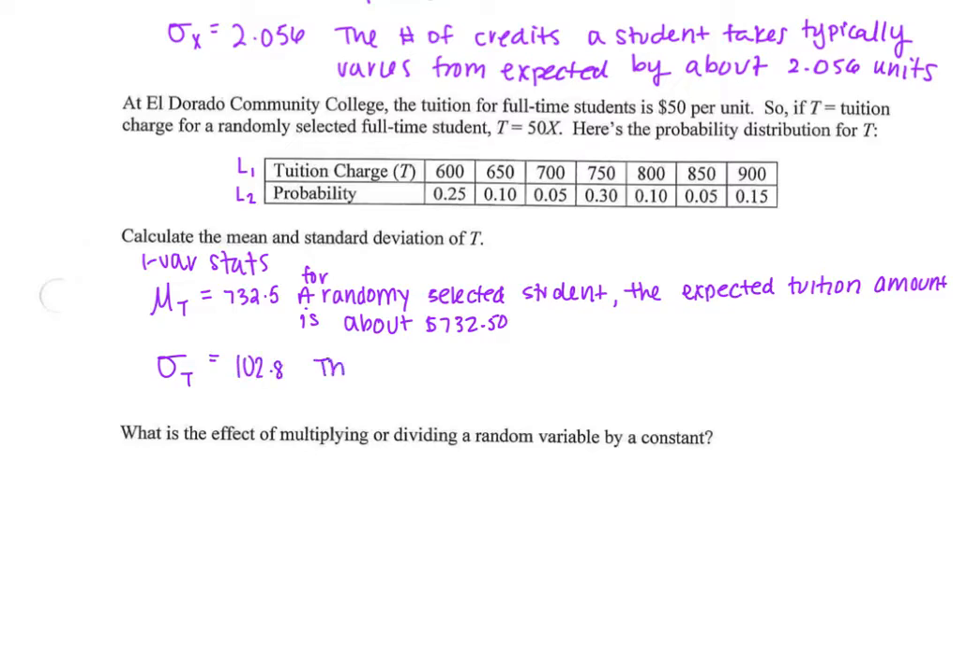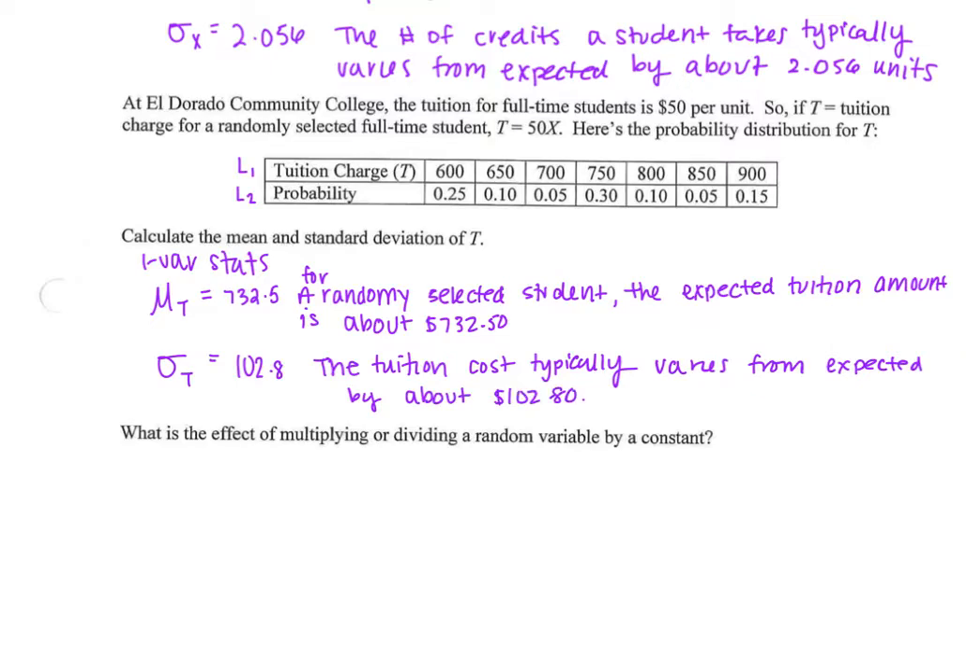The tuition cost typically varies from expected by about 102.80. And so notice how both the mean and the standard deviation changed when we multiplied by 50. So multiplying and dividing, it affects both the mean and the standard deviation.